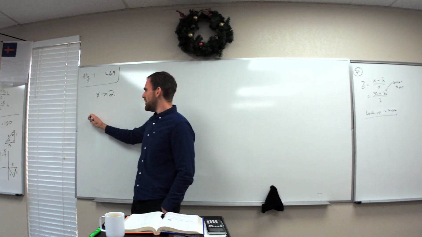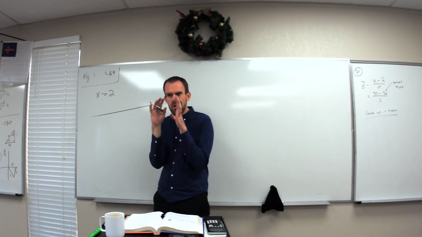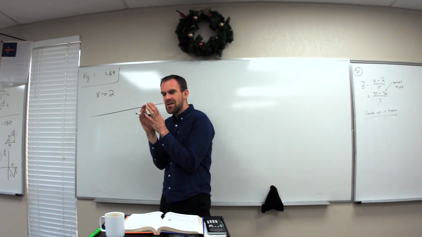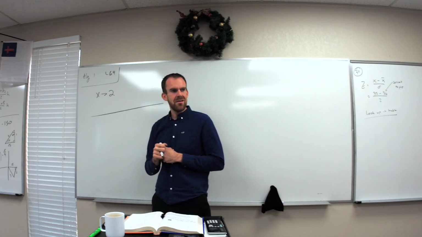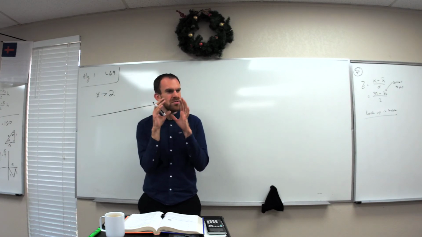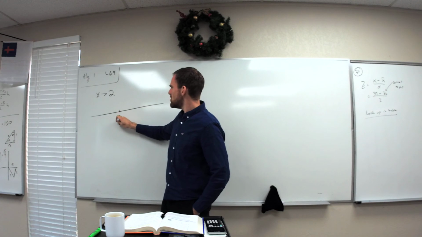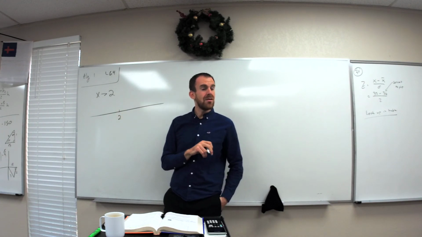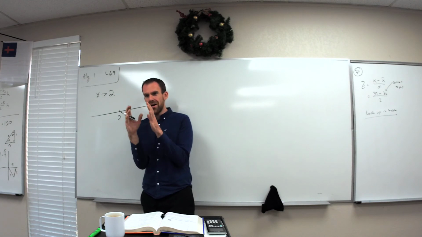So, number one. The most important part of your number line. What is it? It's the number that I'm concerned with. Who's the guy? You know? 2. It's 2. So 2 goes in the middle. Then you have your interesting part in the center.